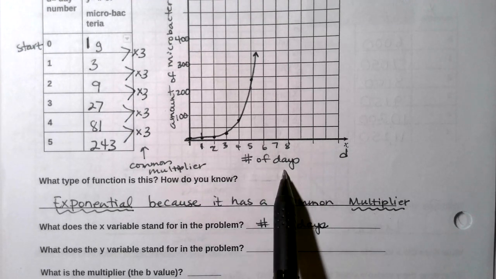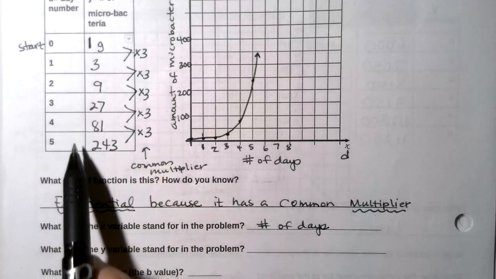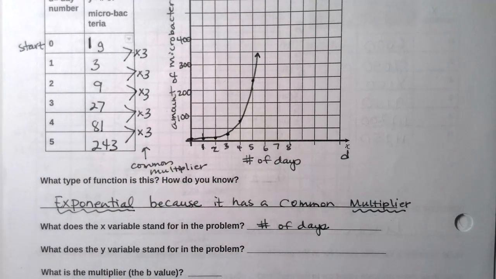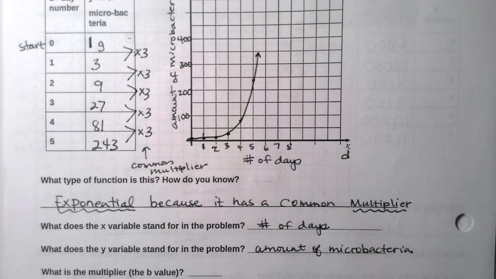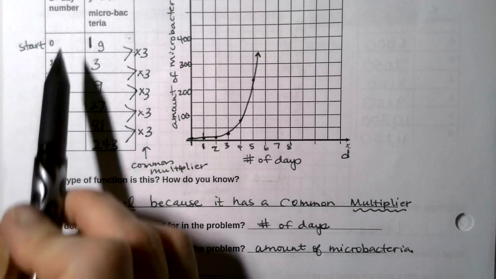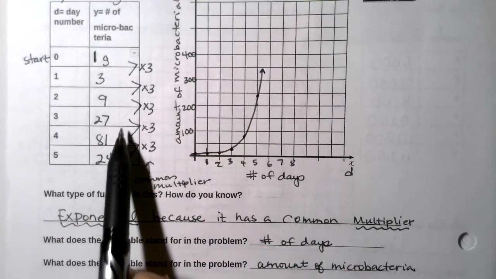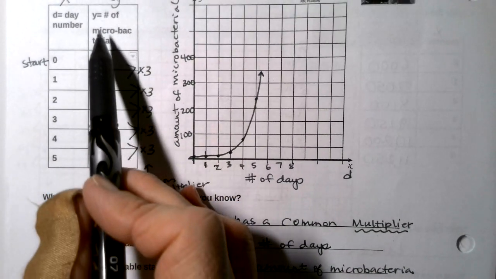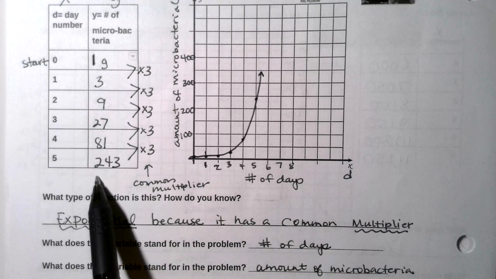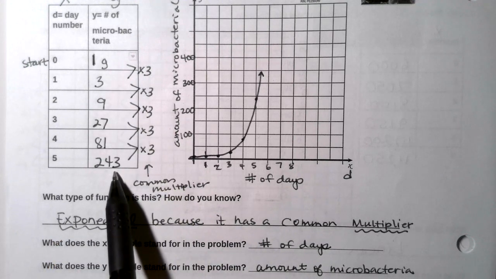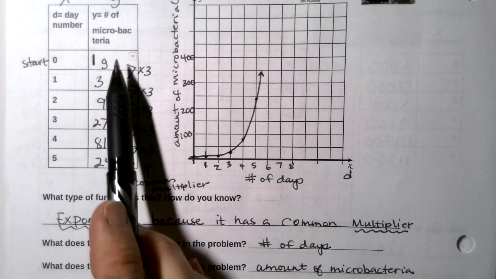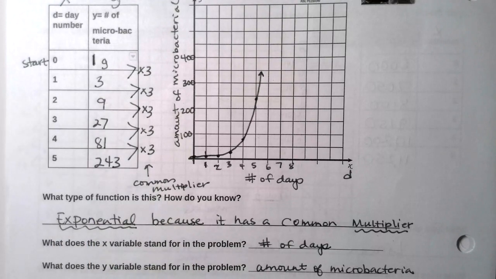It represents the number of days. That's our independent variable right there. What does the y variable stand for? The y value represents the amount of bacteria. And again, you see that that is written in the second column, which is associated with our dependent or y variable. And this was measured in grams.